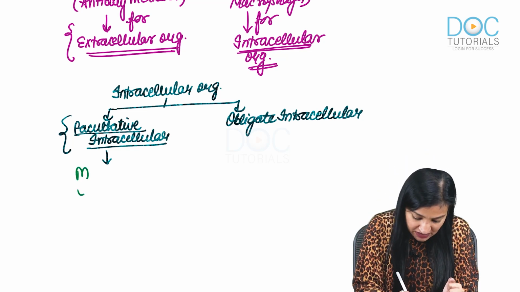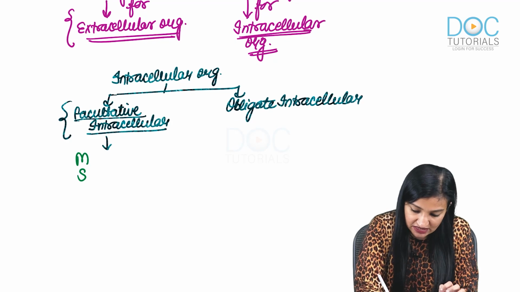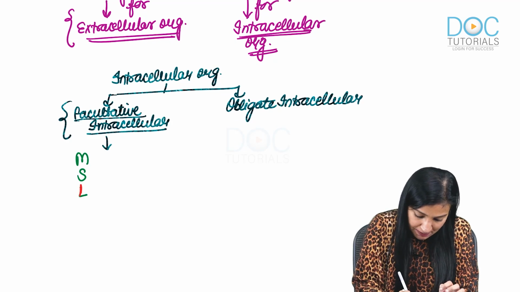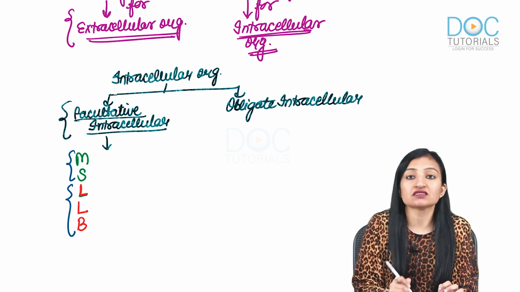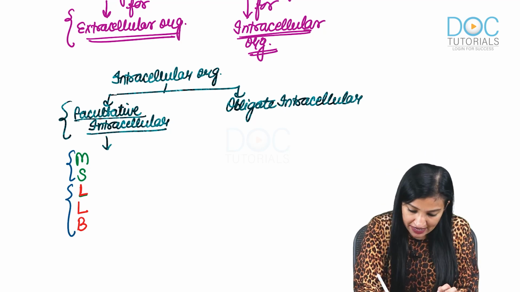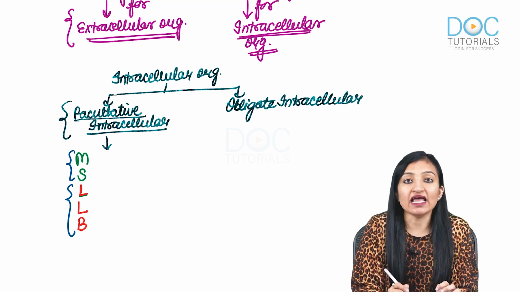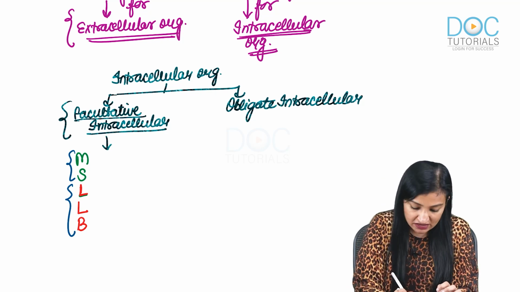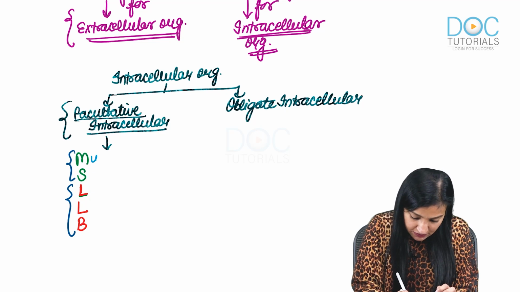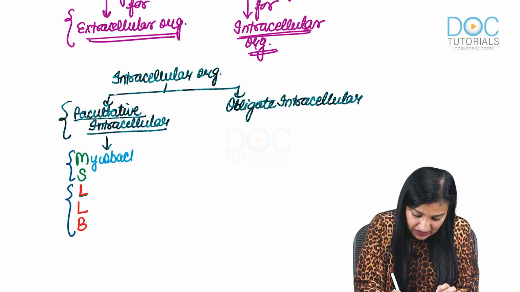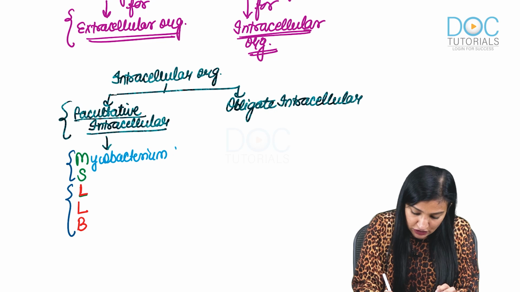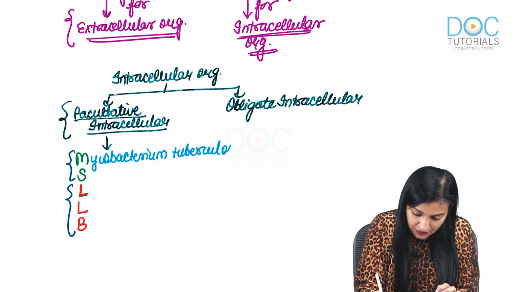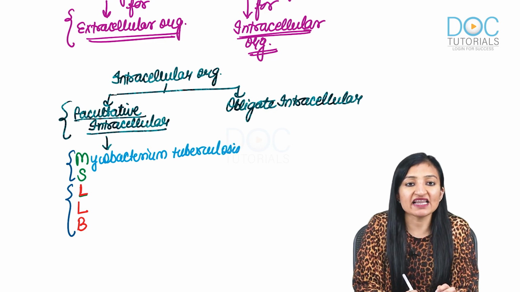One is MS and the other one is LLB. MS and LLB. Okay, these two degrees you should remember, and these should help you recall the names of the facultative intracellular microorganisms, that is Mycobacterium tuberculosis. Okay, you can remember this as an MS surgeon is also pursuing LLB.